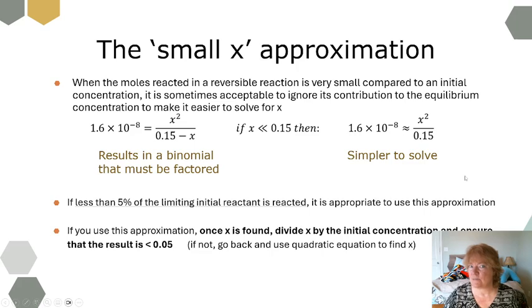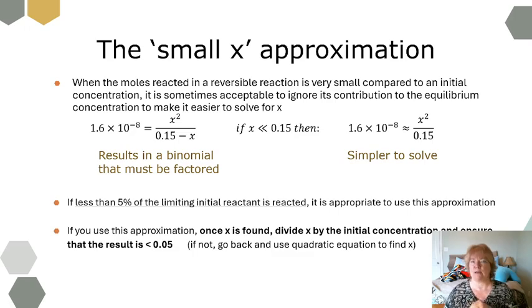So this one's way simpler. I don't have to use the quadratic equation. However, I can only do this if x is much smaller than 0.15, and I'm looking at this specific case. So we will use this small x approximation if less than 5% of the limiting initial reactant reacts. It is appropriate to use this approximation.